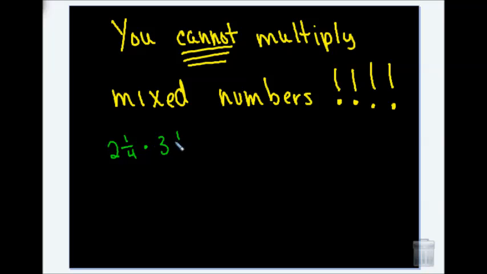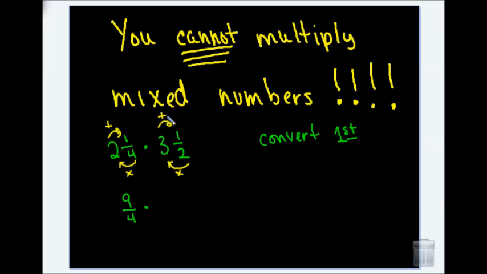If I want to multiply this, like 2 times 4 and then put it on top. Yep, I have to do 2 times 4 plus 1. And so that becomes 9/4 times, multiply and add, 7/2. Then I can multiply it.